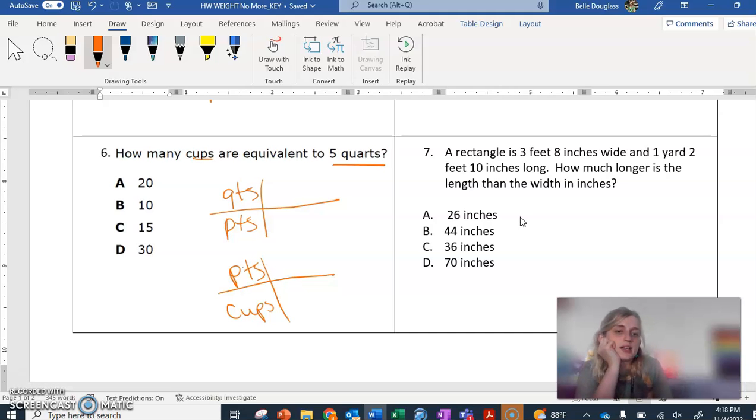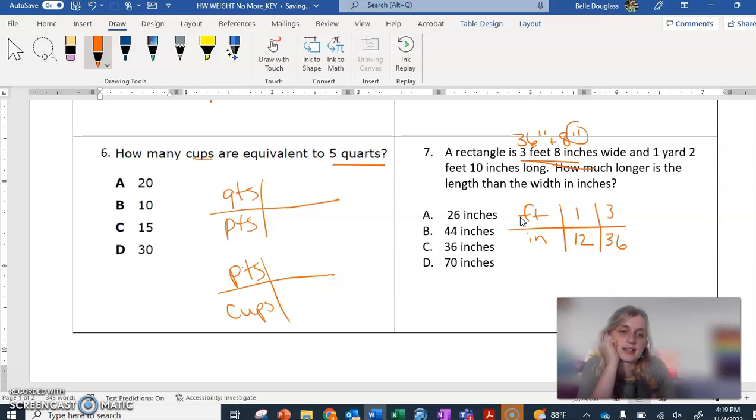If you have 3 feet and 8 inches, I want to know what that is just in inches. So feet to inches. 1 foot is 12 inches. 3 feet are 36 inches. But this isn't just 3 feet. It's 3 feet and 8 inches. These 2 little lines mean inches. So 36 plus 8 makes 44 inches.